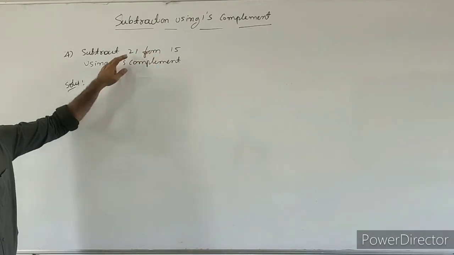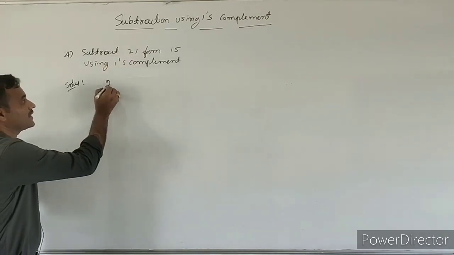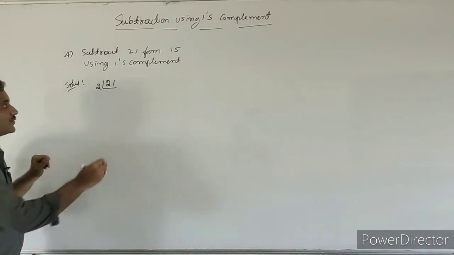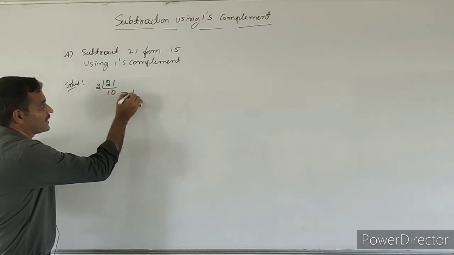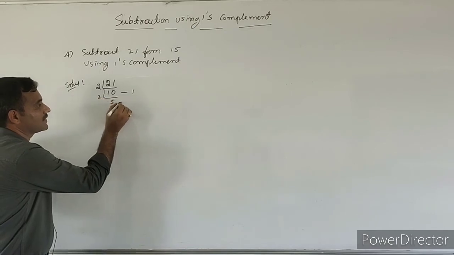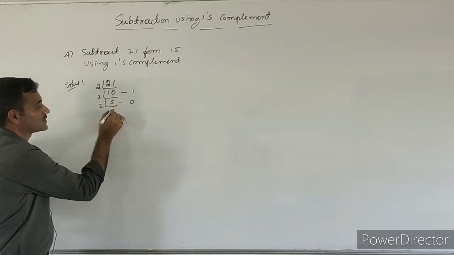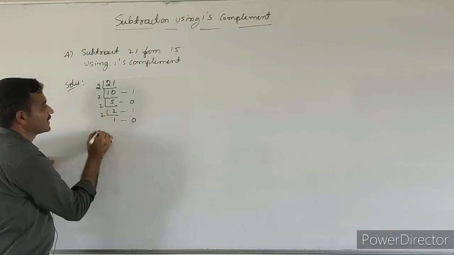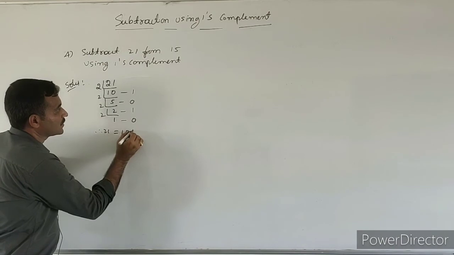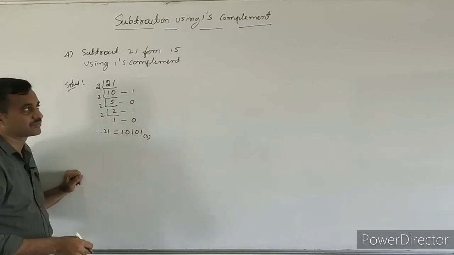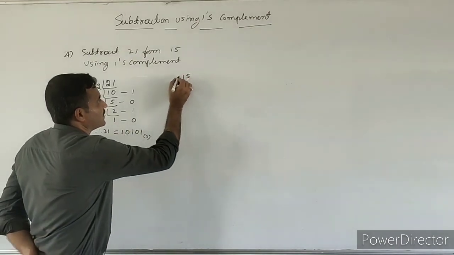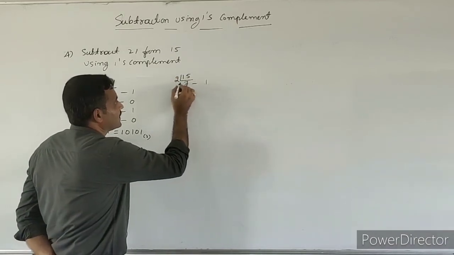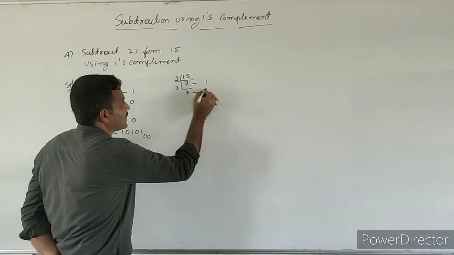First we have to convert decimal to binary by the repeated division by 2 method. So 21 divided by 2. 2 tens are 20, remainder is 1. Then 2 fives are 10, remainder is 0. 2 twos are 4, remainder is 1. 2 ones are 2, remainder is 0. That is 21 equal to 1 0 1 0 1 in binary. Next one is 15. Again apply repeated division by 2. 2 sevens are 14, remainder is 1. 2 threes are 6, remainder is 1.